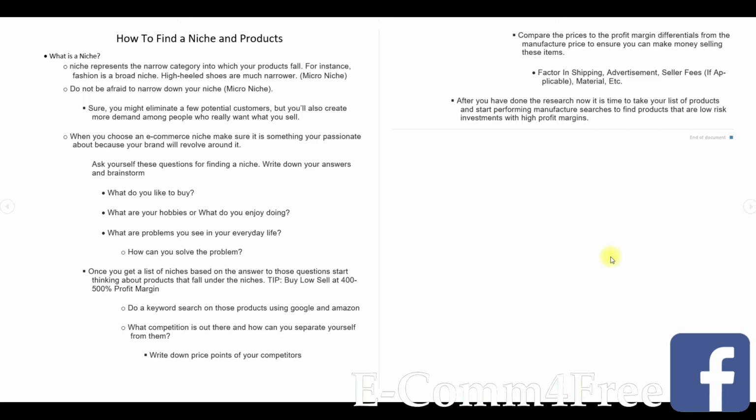For example, when I was choosing my niche, I like to play guitar, so my niche was music. I love music. That is a really broad niche though, but it gave me somewhere to start. So what I wanted to do was find a product or a micro niche under that that could contain products that had a low risk investment. So what I decided to go with was headphones.